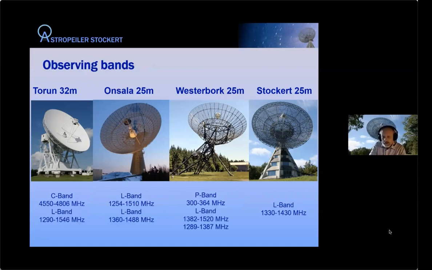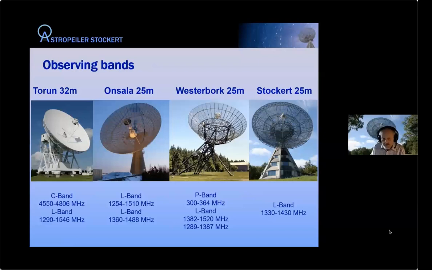We have these instruments on somewhat different observing bands in order to have a wide coverage of different bands. So Torun was basically contributing most of their observation time on C band. They also had some L band operation in the later stages of the observation run. Onsala is operating on L band with 2 different bandwidths. Westerbork was primarily concentrating on the P band, so the low frequency part of that observation. And it also contributed to L band observation, and the Stockert is a purely L band instrument with 100 megahertz of bandwidth. So these were the observed bands.